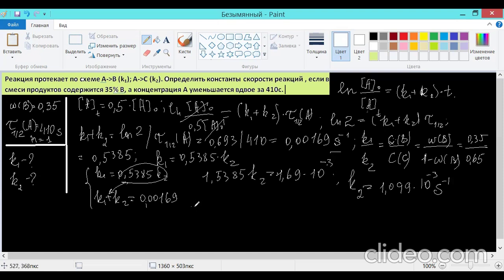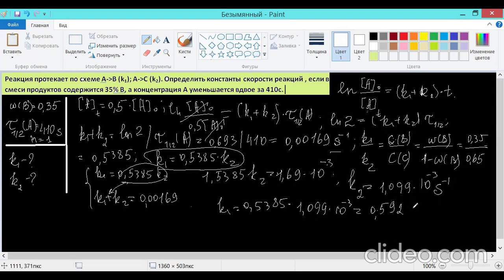raised to minus 1. And now we remember that K1 is equal to 0.5385 times K2. Instead of K2, we have just found out its magnitude. It's 1.99 times 10 raised to minus 3. And we've got the answer for K1. It is 0.592 times 10 raised to minus 3. These are the answers to this problem. Okay, let's proceed to the next problem.